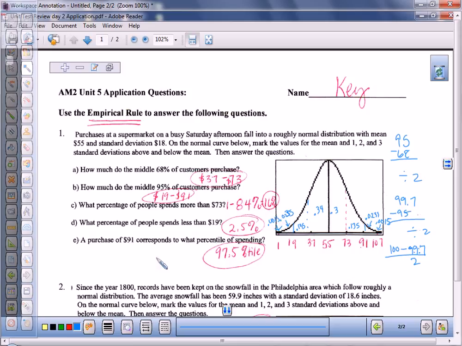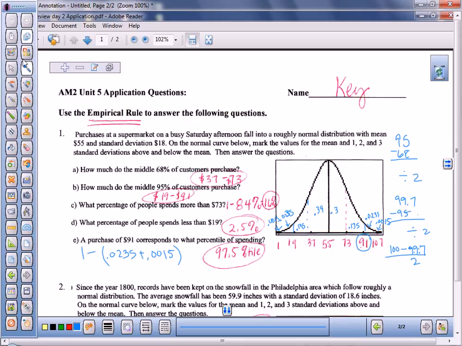So when they ask us for things like a purchase of $91 corresponds to what percentile? Well, I can look at 91 right here, and I can either add up all of those, or I could do 1 minus the sum of these two: 0.0235 plus the 0.0015. And that would get us to the answer. Okay. Do we see how to do number 1 solely using the empirical rule? Yes, ma'am. Great. Any questions?